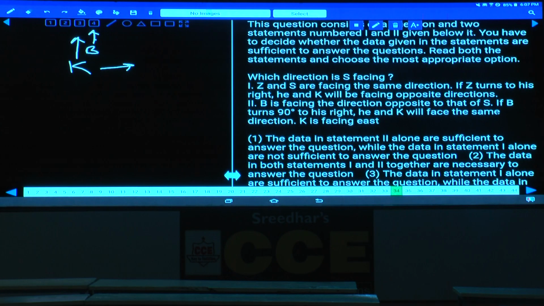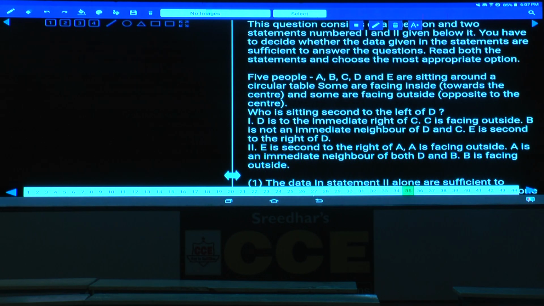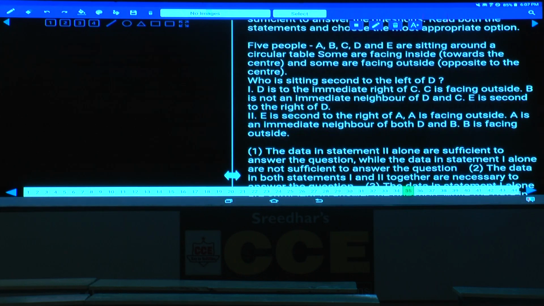Then what about question number 35? 5 people A, B, C, D and E are sitting around a circular table, some inside and some outside. Who is seated second to the left of D? Now we need to identify the person seated second to the left of D out of these 5 persons. C is facing outside. D is to the immediate right of C, so D will be here, and C is facing outside.